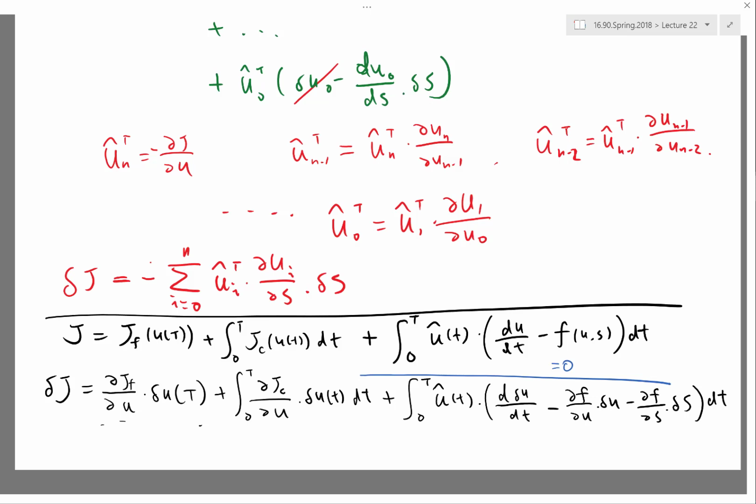But what do I not have? The assumption is I have the trajectory, I have u of t. Now I'm looking at small perturbations around that nonlinear trajectory. I need to consider a lot of different perturbations around that trajectory.